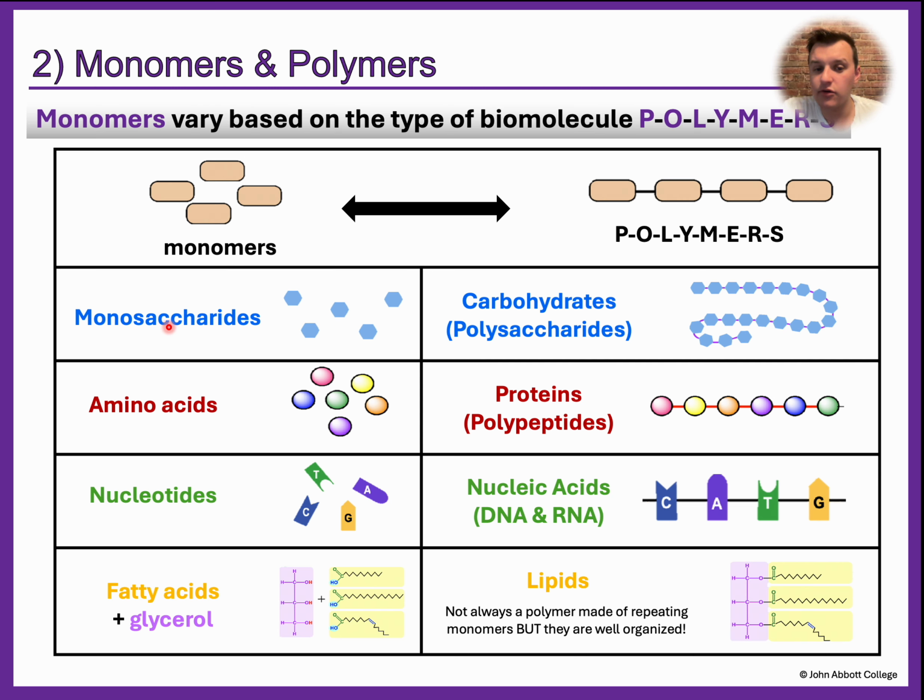monosaccharides. Saccharide means sugar, I believe, in Greek. So mono, one, saccharide, sugar. These little hexagons are monosaccharides, right? They're simple sugars. They're separate simple sugars. If you piece them together, they form what we normally call a long carbohydrate. So this is a polymer.